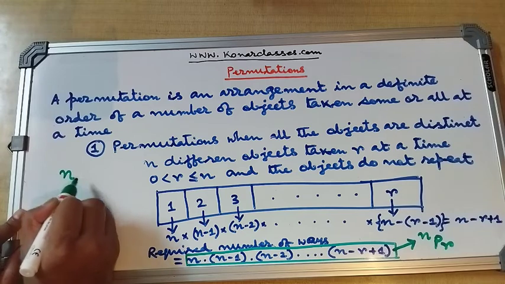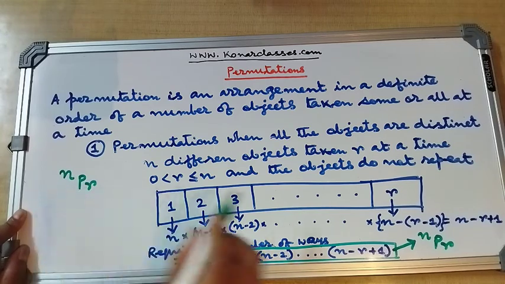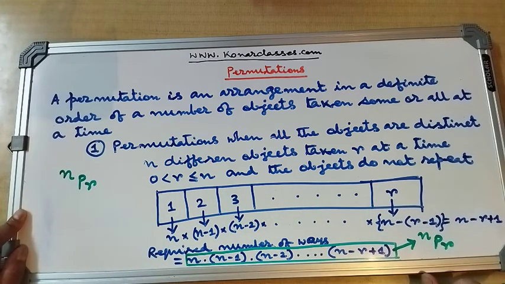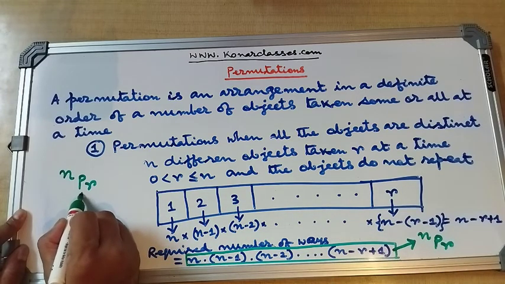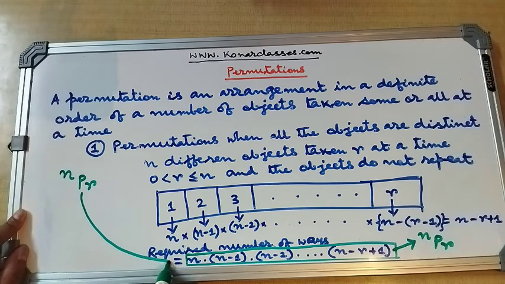So what we learned, dear students, is that for permutation when all the objects are distinct, that means from n different objects if we take r at a time and objects do not repeat, the number of permutations is nPr. That is a symbolic notation and its exact value is n into n minus 1 into n minus 2, and in that way it goes till n minus r plus 1.